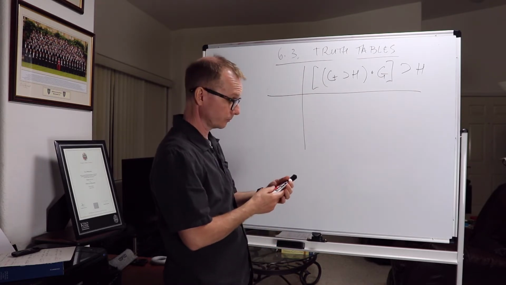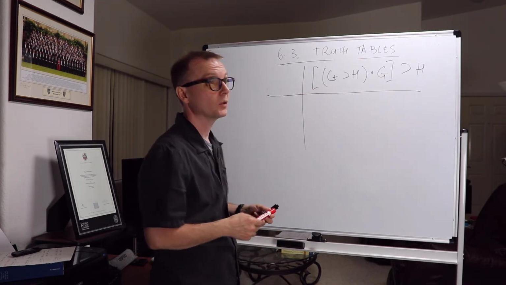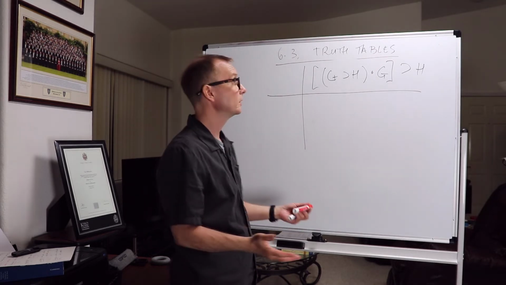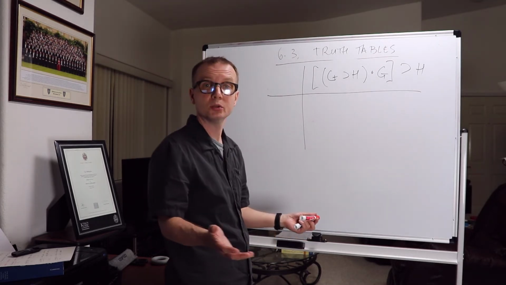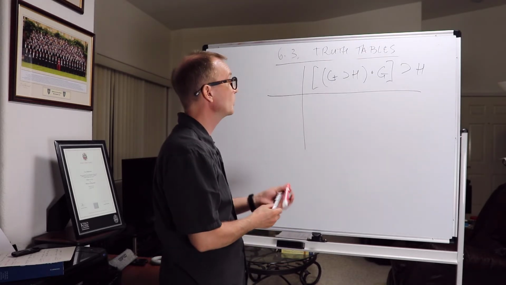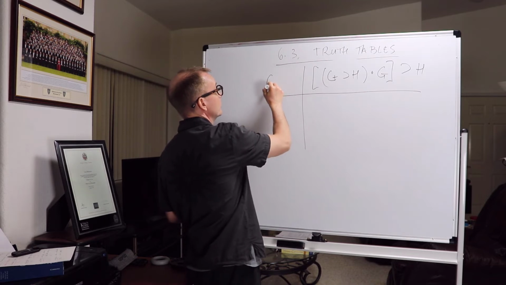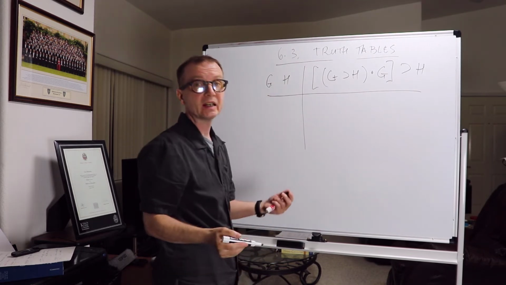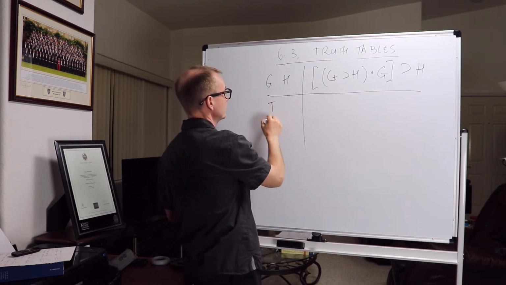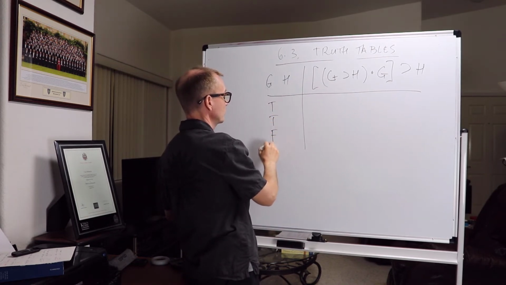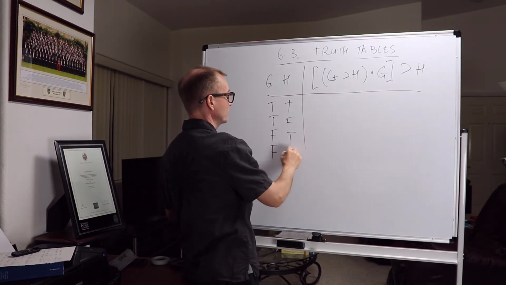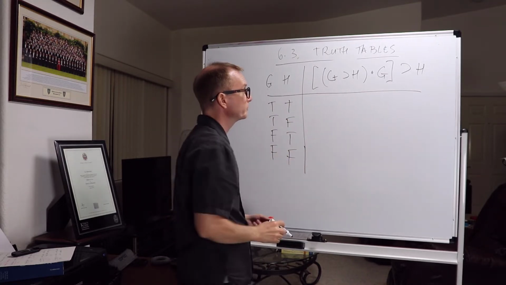Now, let's first of all figure out how many lines do we need. How many components do we have? Oh, look, again, 2. Just 2 of them. Both of them are there twice, but it is still 2 components. We have G and we have H. So how many lines do we need? 4 lines. Again, 2 to the power of 2. True, true, false, false. True, false, true, false. Same thing as the last time.